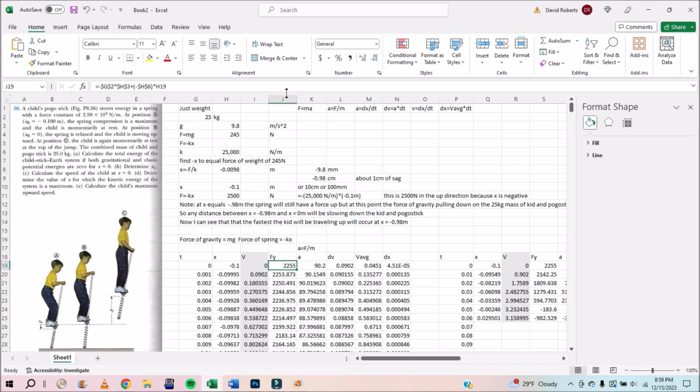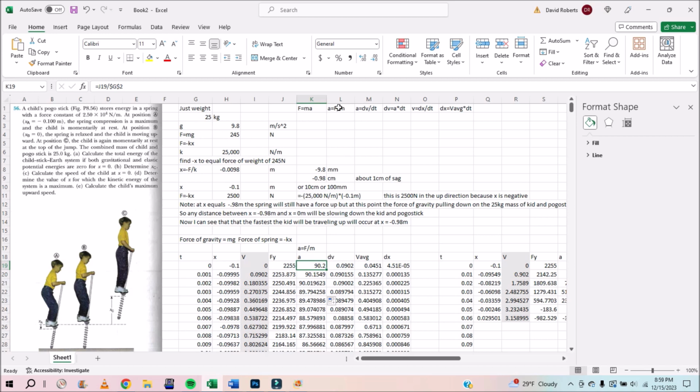Now we want to rearrange that F equals ma equation to say A is equal to F over m. We find our acceleration. That's super simple. You just take this force divided by the mass, and make sure to use the dollar signs, because what we're going to do is pull all these formulas down, and you don't want this to get dragged down. That's why you keep it with the dollar signs.